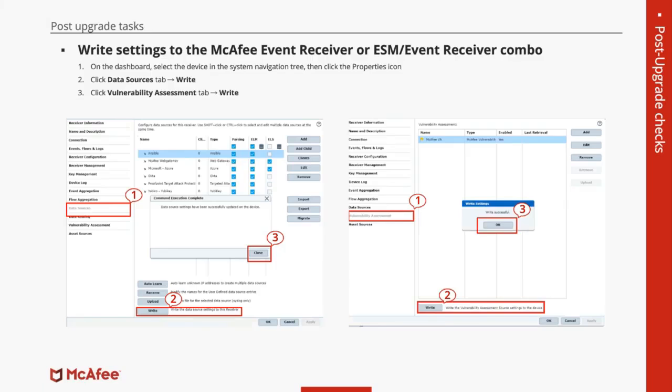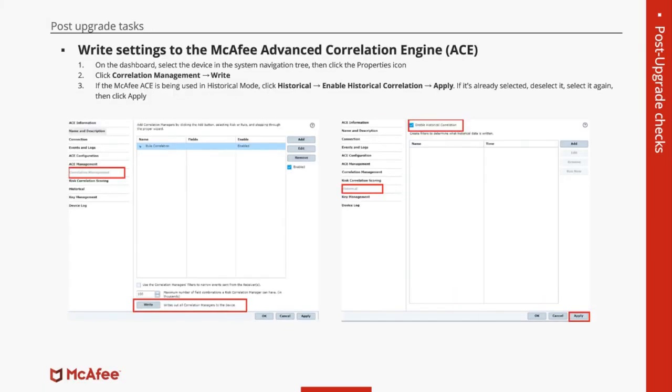Then we'll take a look at our ACE, or ACEs, go into their properties, and then go into correlation management. You're going to want to go ahead and click on edit for all the correlation managers that you have. Just verify all those settings look appropriate. And it's also a good idea to check your filters. You want to make sure that nothing happened to those filters if you're using them, and then go ahead and write out those settings when you're done.